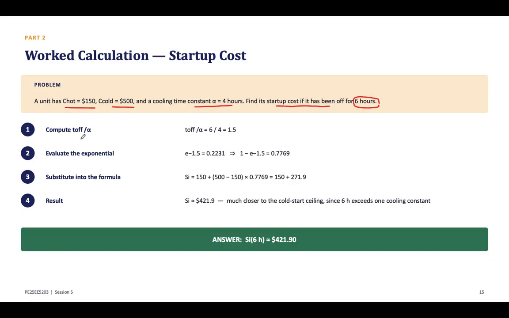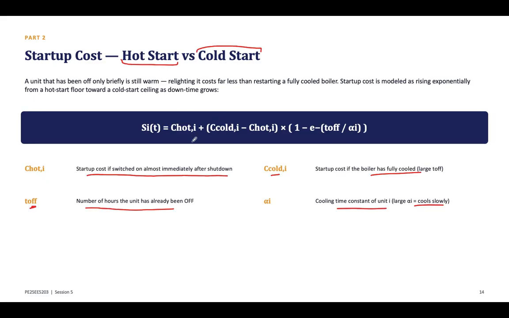So now we have to compute first. This worked example will illustrate the physical meaning of the startup model. The unit has, as I explained, a hot start of $150 and a cold start of $500. What is the difference between these two? It is $350, which you can see here as C cold minus C hot. You can substitute 350 directly in this expression.